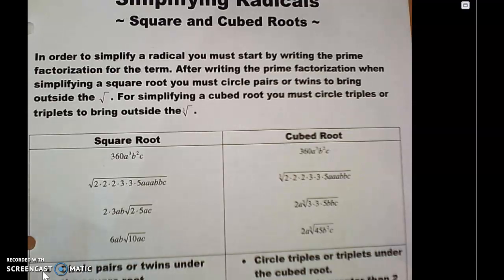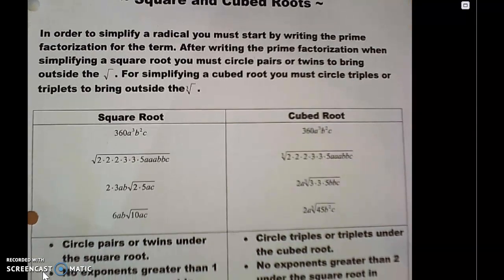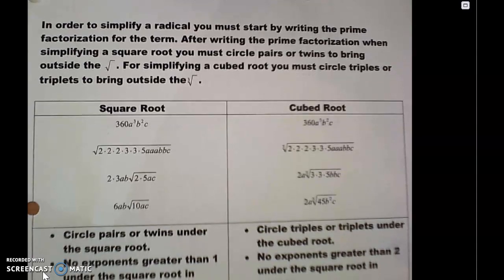That's when we do the tree and we find the factors for the number. Then remember we circle the prime numbers. And remember square root, we're looking for pairs or twins to bring out. And for simplifying cube root, we're looking for the triples or groups of 3 for the cube root. So the square root, and this goes over the variables really easily too.